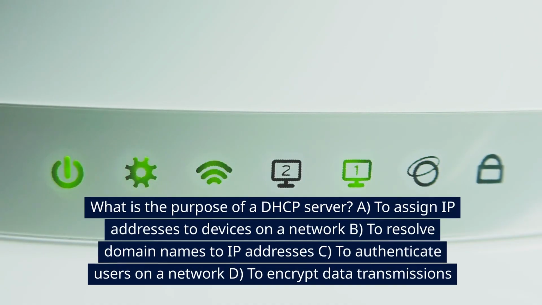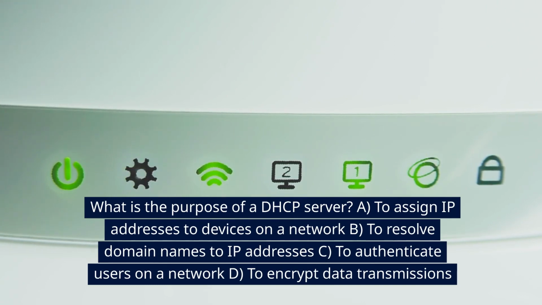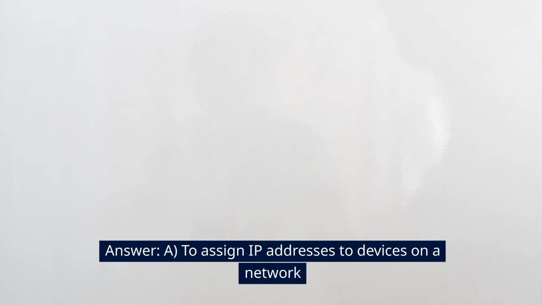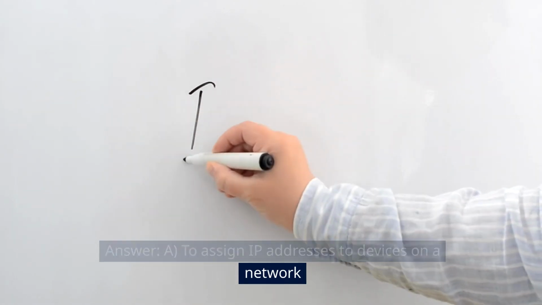What is the purpose of a DHCP server? A. To assign IP addresses to devices on a network. B. To resolve domain names to IP addresses. C. To authenticate users on a network. D. To encrypt data transmissions. Answer: A. To assign IP addresses to devices on a network.